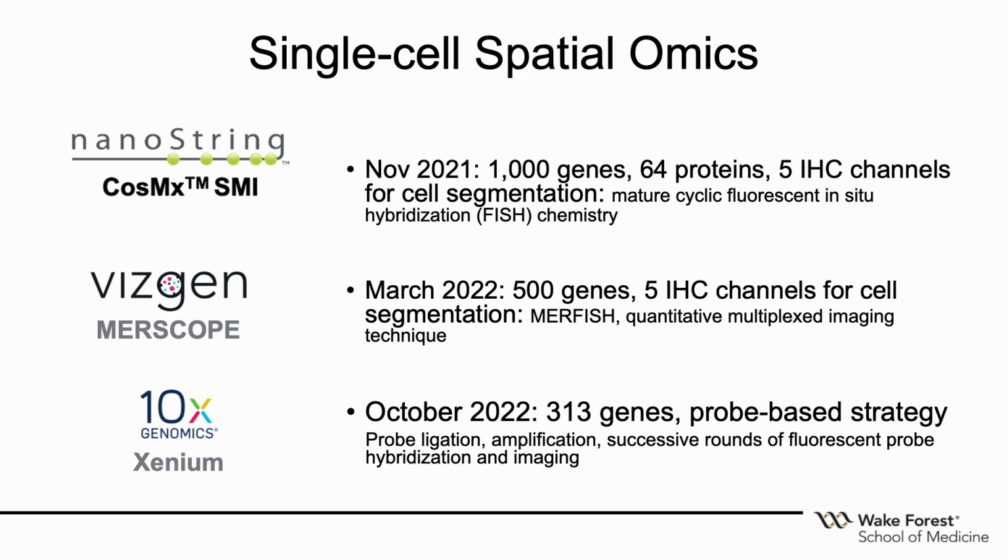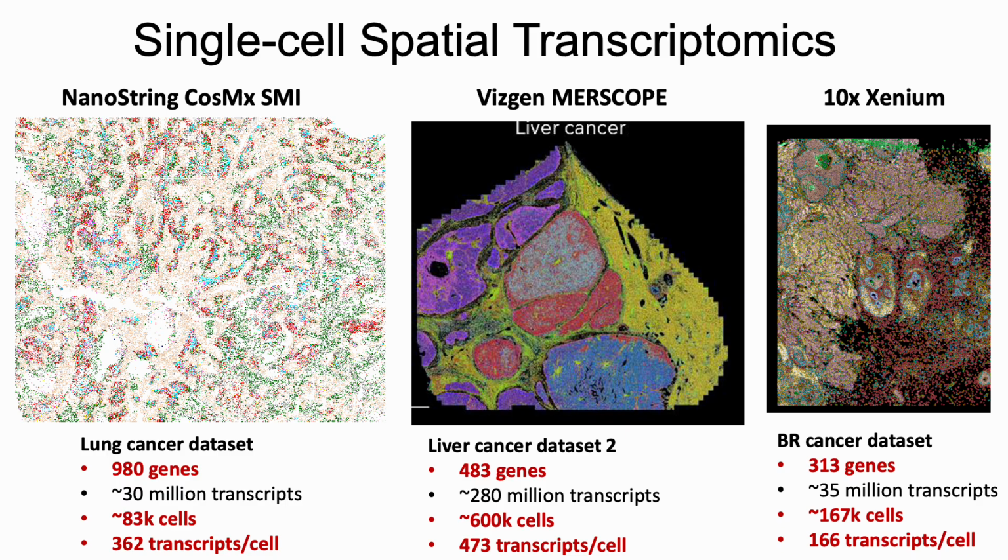The Vizgen MERSCOPE started in March 2020, and it is able to profile up to 500 genes. They utilize the MERFISH technology for high-throughput RNA readouts. And the Xenium started in October 2020 and provides up to 300 genes, and they utilize a probe-based strategy to identify the RNA targets in the FFPE tissue slice.